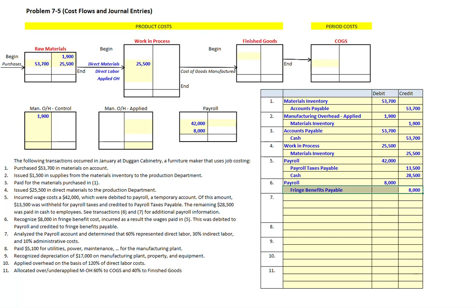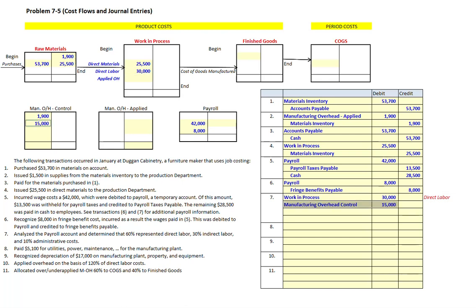In 7, we are now going to analyze our payroll account, which has a $50,000 balance, and we're going to allocate it: 60% is direct labor, 30% indirect labor, and 10% administrative costs. So we'll take that total $50,000 and multiply it by 60%, and we're going to allocate that to direct labor, and we're going to keep track of that separately for allocating our manufacturing overhead later.